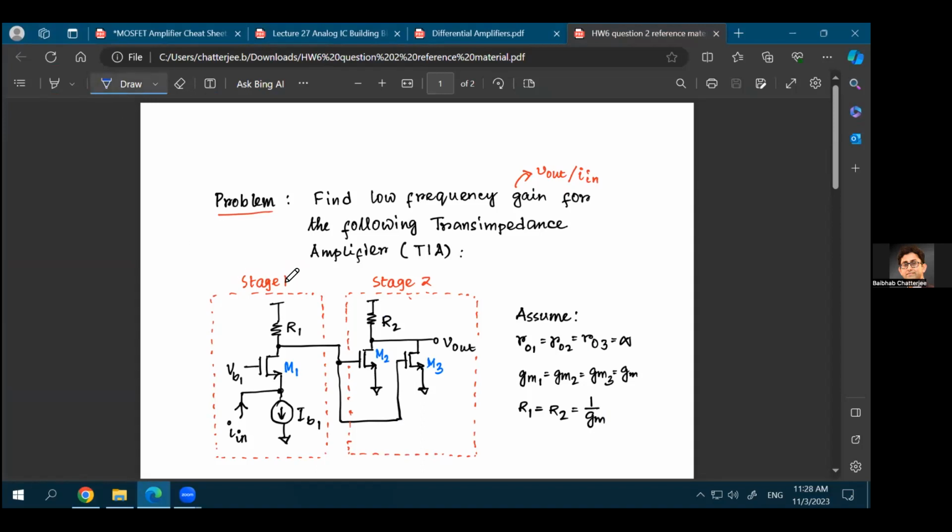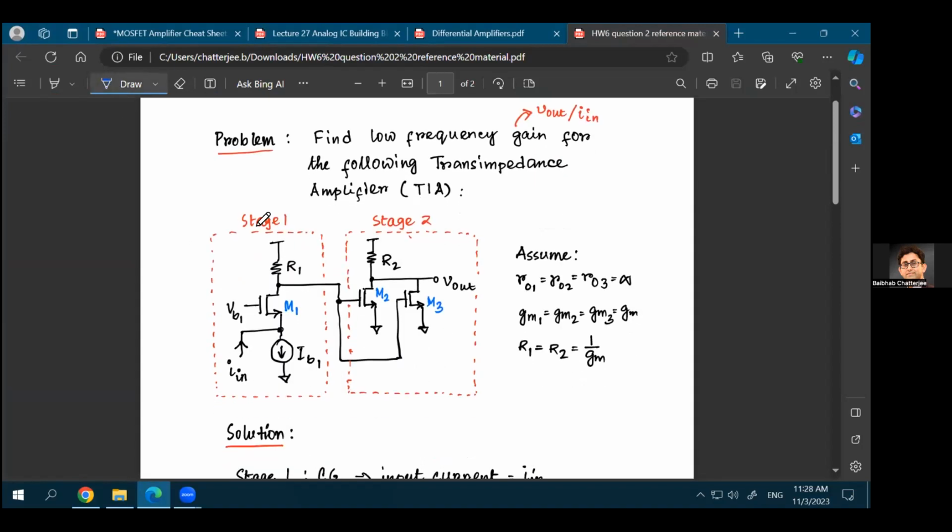So what you have is again a 2-stage amplifier. The first stage is a common gate stage. The second stage is a combination of this M2 and M3 transistor, which are both common source, and their drains are connected together. So it's very similar to the problem that you have in your homework 6, problem number 2. And the assumptions are also exactly similar.